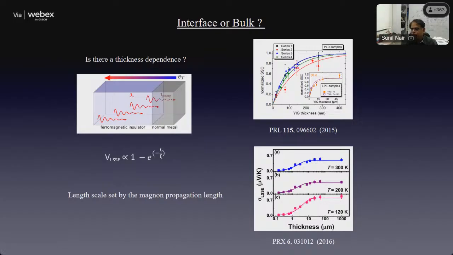The problem was: is this an interface phenomenon or a bulk one? What that basically means is, is there a thickness dependence? I showed you, I have a magnetic system, and I put a metal layer on top. Now, is it looking at the magnons only from the interface, or is it looking at the magnons from the bulk as well? This was a question which was important in the context of spin-Seebeck. So basically, is there a thickness dependence? People did this by doing careful measurements, changing the thickness of these magnetic units.